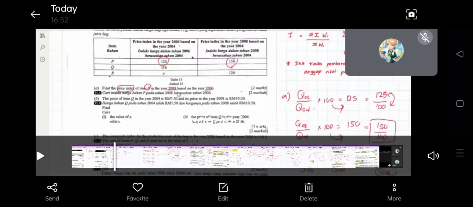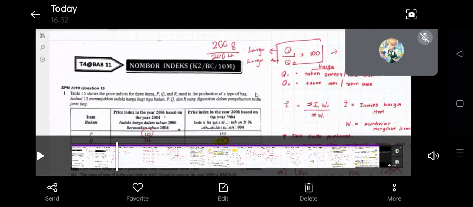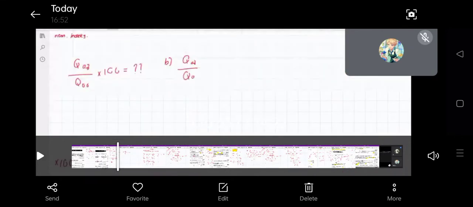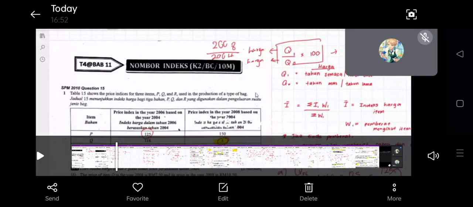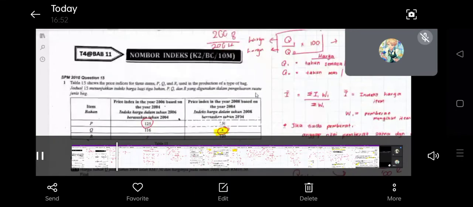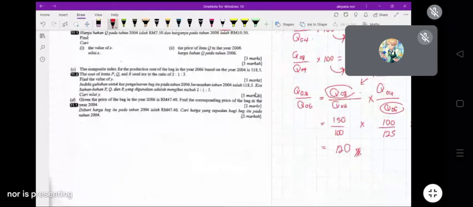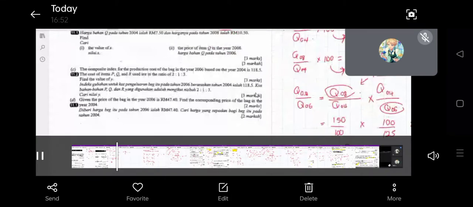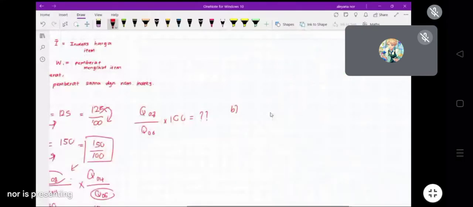I'm going to skip this and go on to B. Harga bahan Q pada 2004 ialah 7.50 dan harganya pada tahun 2008 ialah 10.50. Cari nilai X. So what you're going to do is use the same formula again. There she's going to write it down.